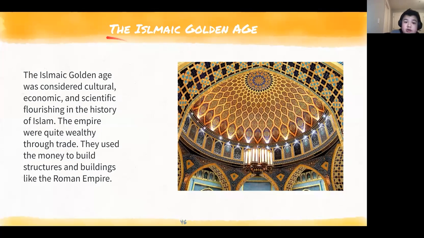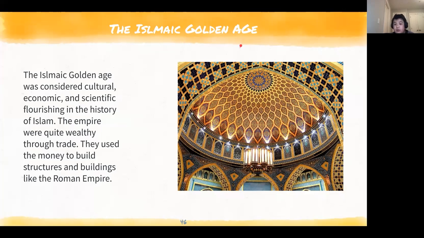Okay, so the Islamic Golden Age. Like I said before, it was an empire of Muslims. It was considered really culturally, economically and scientifically beneficial in the history of Islam. They were quite wealthy through trade, and they were able to use money to build sculptures and buildings like the Roman Empire. Another thing that was quite interesting about the Islamic Golden Age, they saw the Romans as people who were smart and saw the Greeks as people who they wanted to follow.